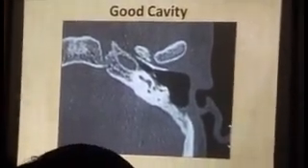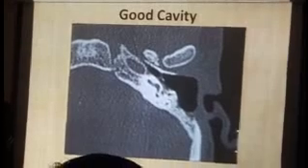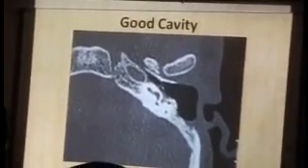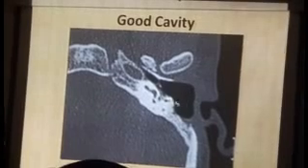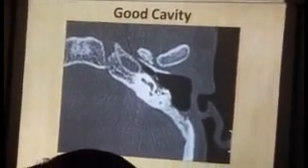Now this is a typical example of a good cavity. Look, this is where the facial nerve is. The facial ridge has been lowered down to a large extent. There are no unnecessary undulations in the entire cavity. I mean, you do not have a deep groove here. You'll appreciate that in the next few slides.